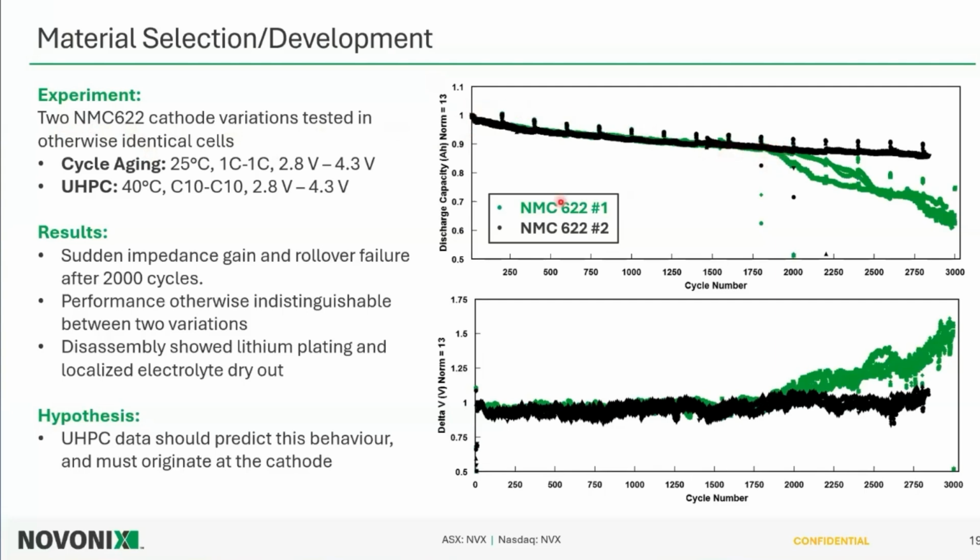And then all of a sudden, NMC 622 number 1 started going into this rollover failure, a really inconsistent failure. When we took these cells apart, there was lithium plating and localized dryout in these cells. And you can see this impedance really take off here, but there was no indication early on that this was going to happen. And this took many months to get to this state. So the hypothesis when we looked at these data is, okay, let's look back at our UHPC data. We should be able to see this happening because we know these cells are identical, except for the cathode.